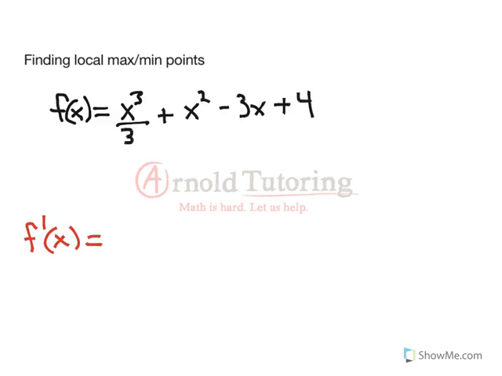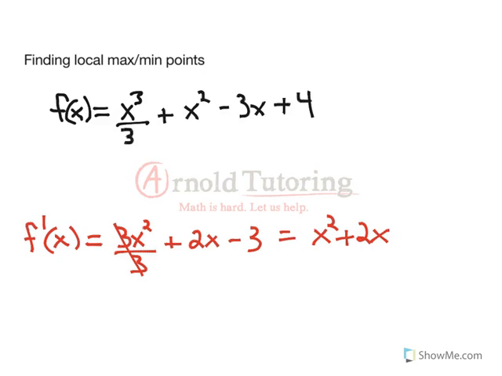When we find the derivative of x cubed over 3, the 3 comes down and cancels the 3 in the denominator, giving x squared. Plus, the derivative of x squared is 2x, minus 3, and the derivative of plus 4 is 0, so we don't need to worry about that. So it's x squared plus 2x minus 3. That's the derivative. Now I'm going to set that derivative to 0. So 0 equals x squared plus 2x minus 3.